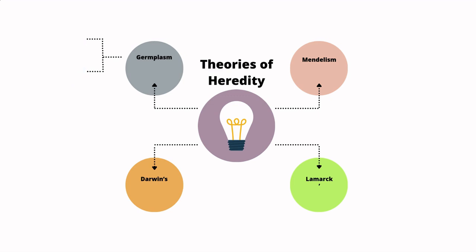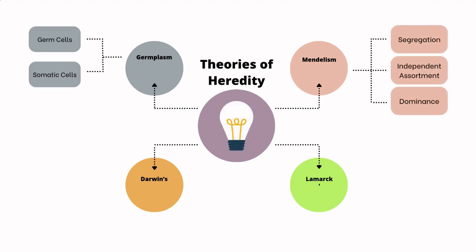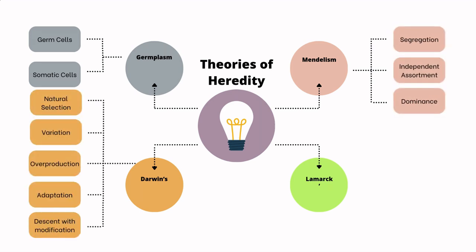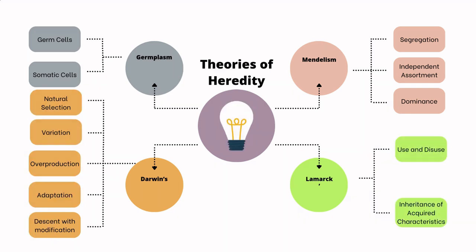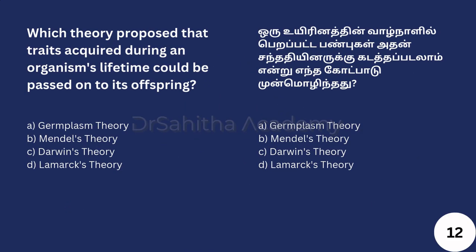Then Mendelism. There are three concepts: segregation, law of independent assortment and law of dominance. Then Darwin's theory. There are several key concepts: natural selection, variation, overproduction, adaptation and descent with modification. Finally, Lamarck's theory. There are two concepts: use and disuse, and inheritance of acquired characteristics. Here are some practice questions about Lamarck's theory, don't skip. Finally, let's check your answers of all practice questions.